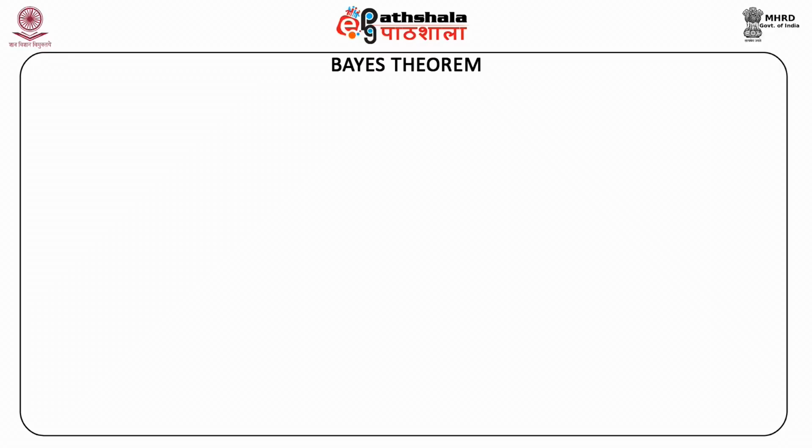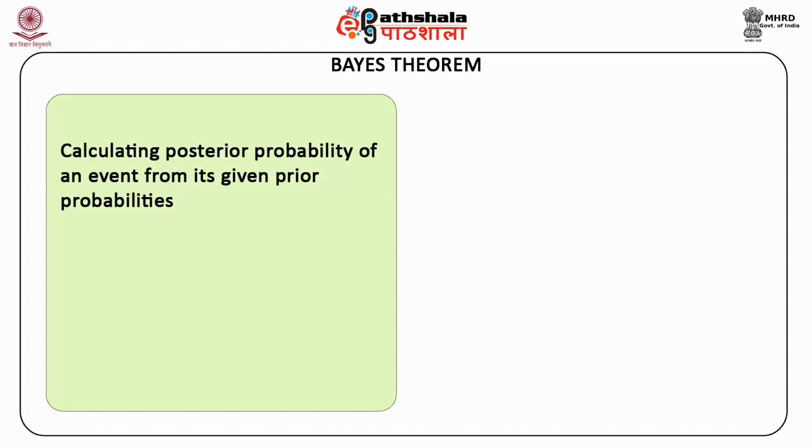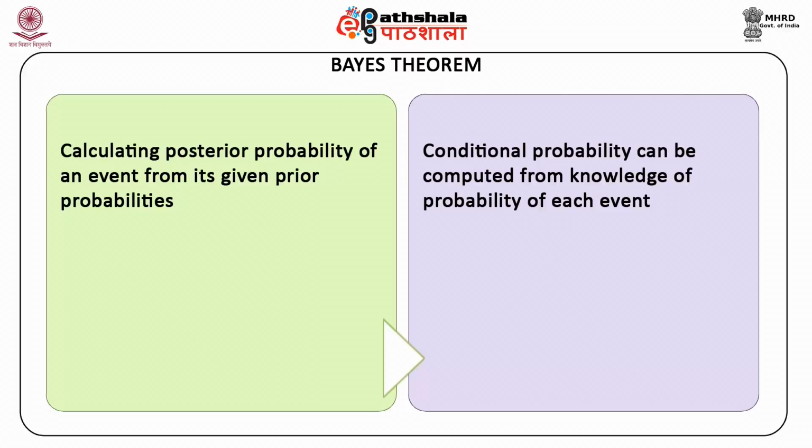Bayes' theorem is used for calculating posterior probability of an event from its given prior probabilities and conditional probabilities. It describes how the conditional probability of each of a set of possible events for a given observed outcome can be computed from knowledge of probability of each event and the conditional probability of outcome of each event.